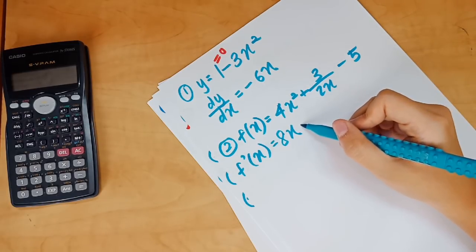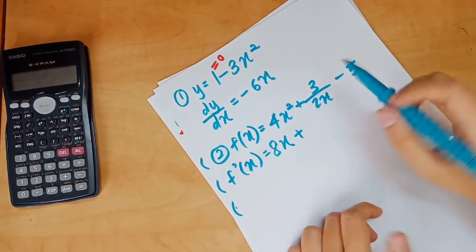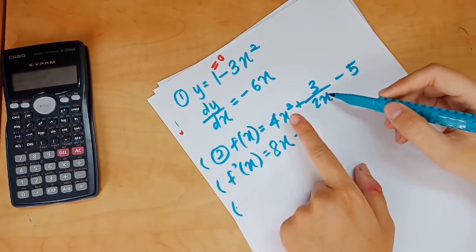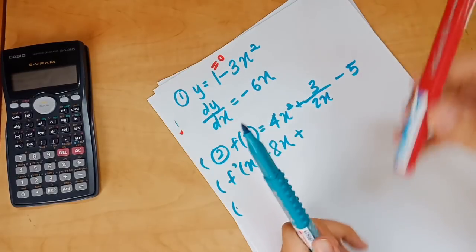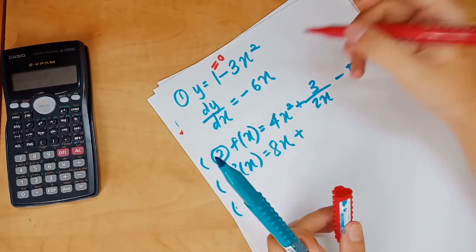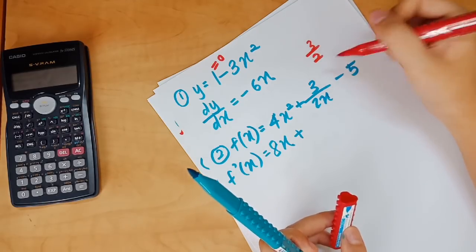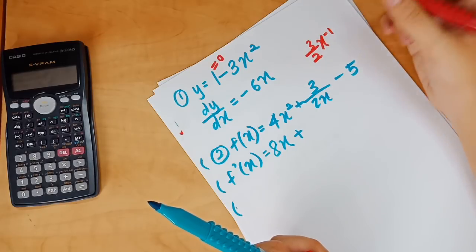And plus, okay, for this term, when the x is in the denominator, it is quite hard to differentiate, so you have to move it to the numerator. So what you do is, you change this first, 3 over 2, and you move it to the numerator. You have to write x minus 1.